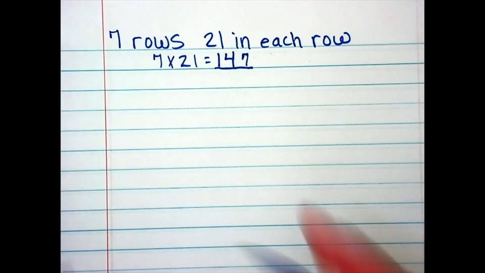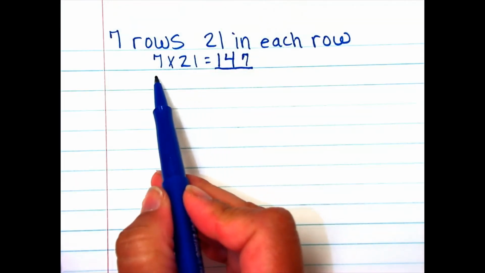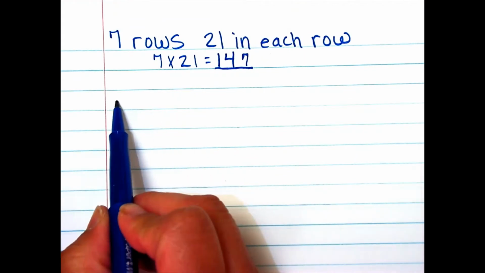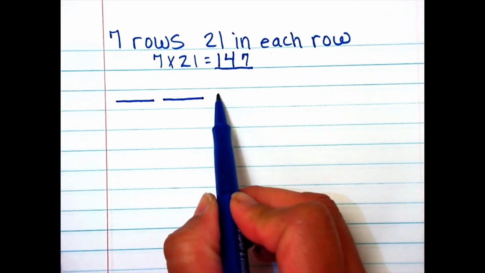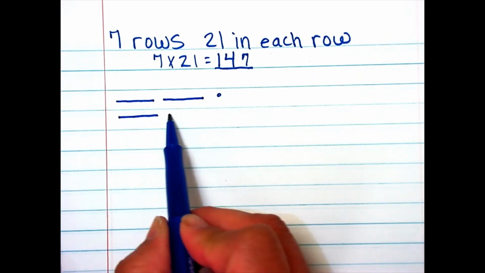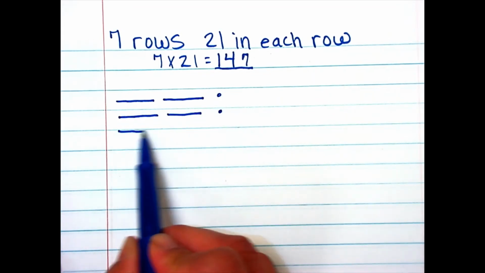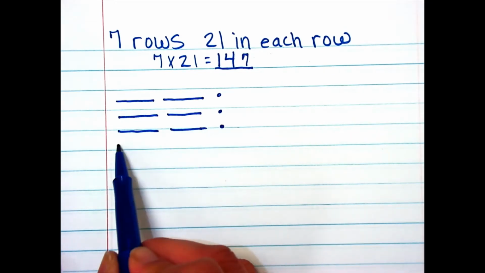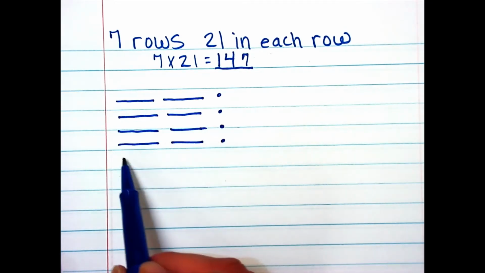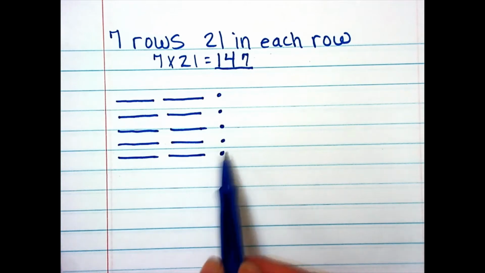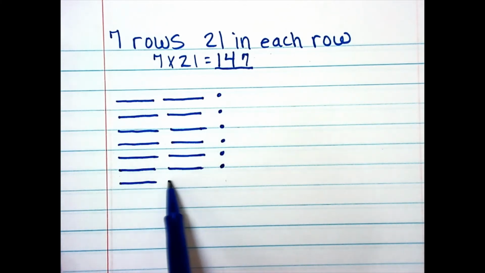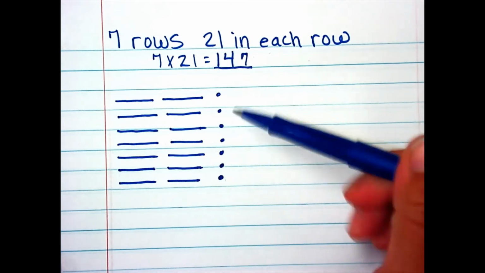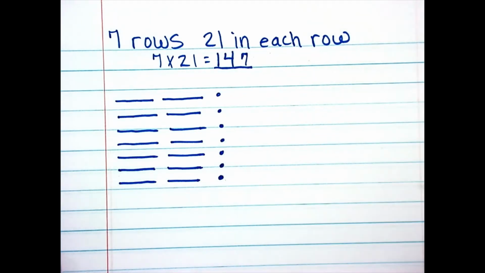Okay, so we said we have 7 rows with 21 in each row. So we're going to use this to represent our tens, okay? So that's 21, my second row, 3, 4, 5, 6, 7 rows, and there's 21 in each row, okay?